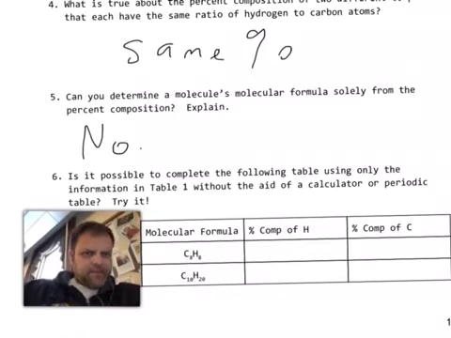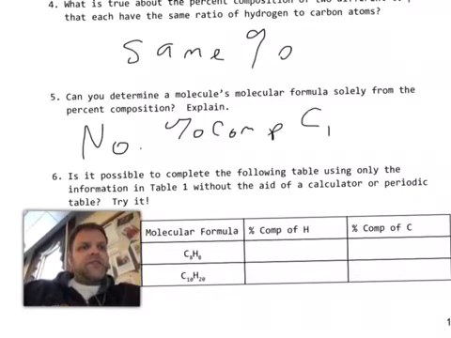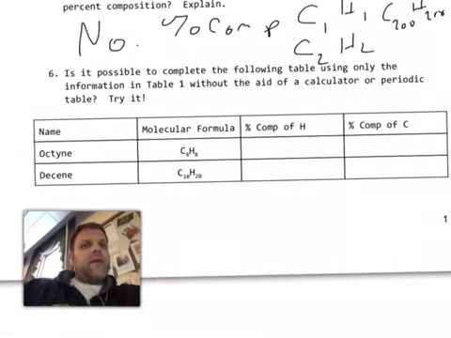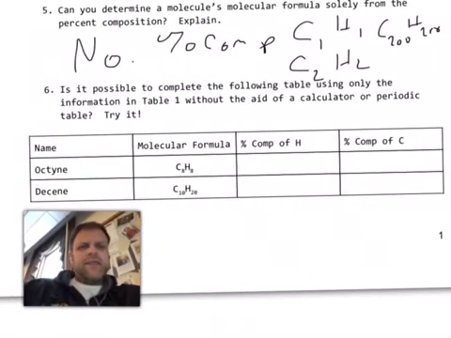Because the percent composition just tells us the ratio. So this could have just as easily been C1H1, C2H2, C200H200. We have no idea. The only way that we would know is if we knew the actual molar mass of that compound. And number 6 says, is it possible to complete the following table using only information in table 1 without the aid of a calculator or a periodic table?